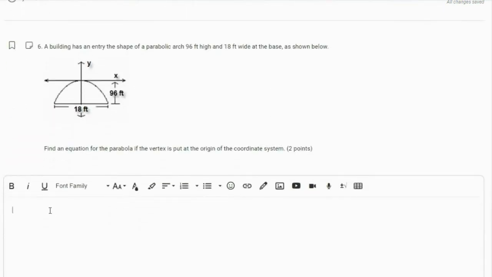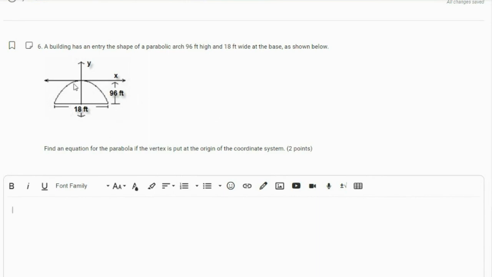There's another one, focus and directrix. Oh, we got one open response right here. Here's a building that has an entry this size. Find the equation for the parabola if the vertex is at the origin. This is exactly like that last problem in the lesson, where this is a window in the front of the dude's house, right? So you can use that example if you get lost to figure out the equation. Now, yours may be a little different than this one. Remember, there's a bank of questions that it pulls from. So if you don't have this exact problem, you'll have something very similar.